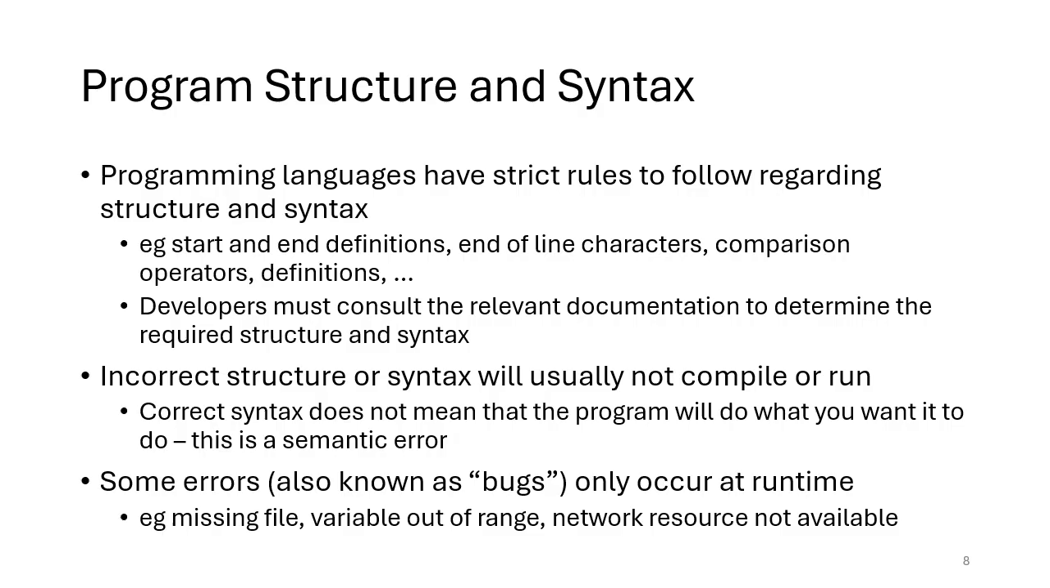So typical programming rules include start and end definitions, such as begin and end, or start and end. You might have end of line characters. So for example, some applications need a semicolon. There might be comparison operators, greater than, less than, equals, and so on. You might need to define variables before you use them. And if you define them, you might define them as a particular data type. And depending on the application you're using, that syntax and structure can be quite complicated. So if you're developing code, you must consult the relevant documentation to determine what the required structure and syntax is.